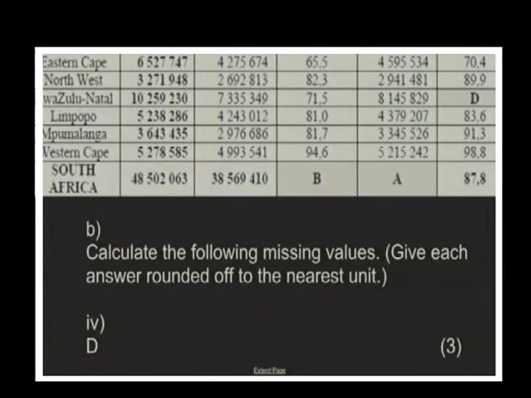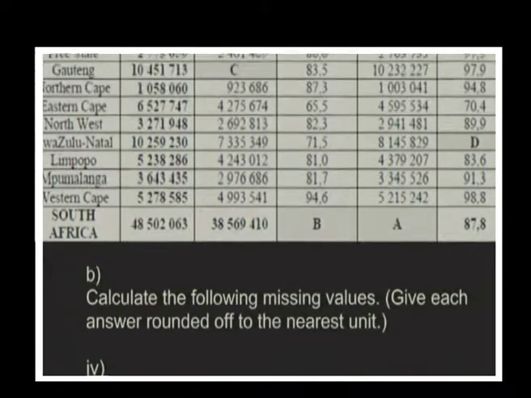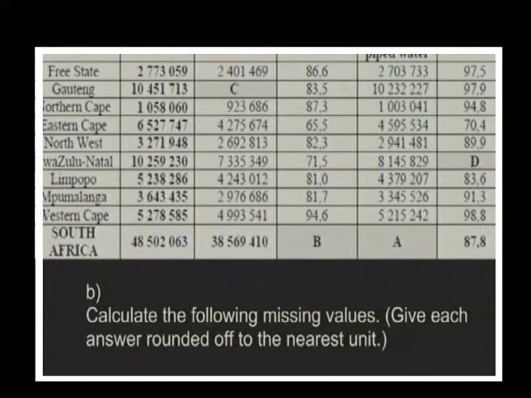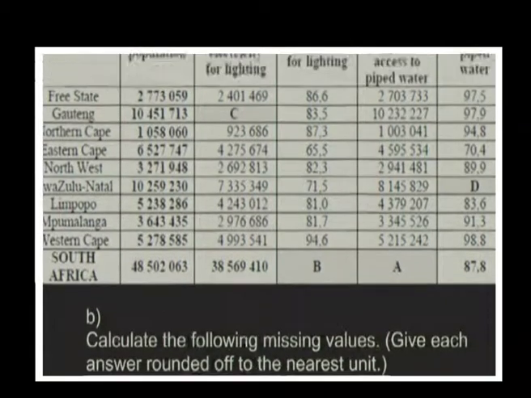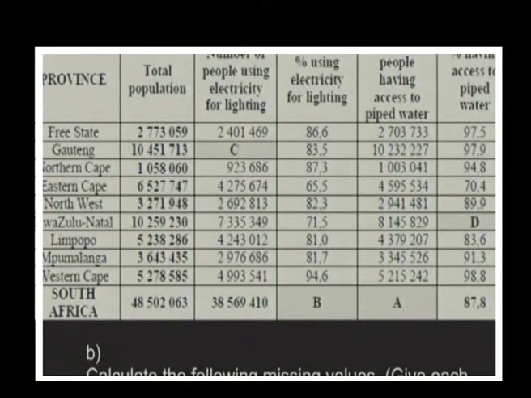Calculate the following, carry on calculating the following missing values. So now we're calculating D. D's calculation is actually very similar to B's calculation, or the one we did with the 86.6. We're now looking for the percentage having access to water. So it's the number of people out of the total number of people in KwaZulu-Natal. And we're going to times by 100 because we're looking for a percentage.